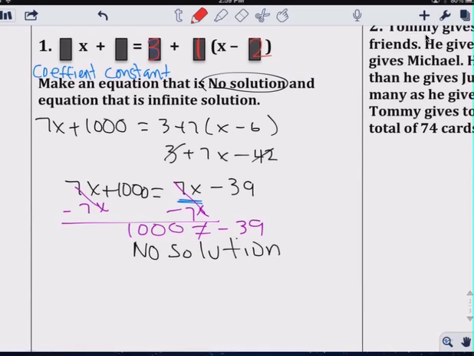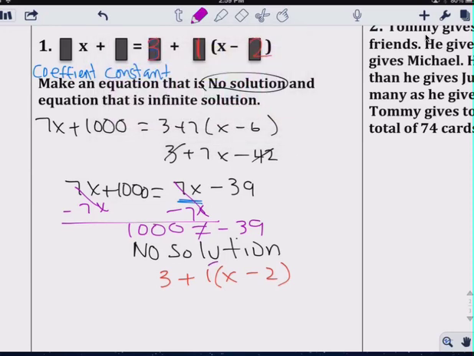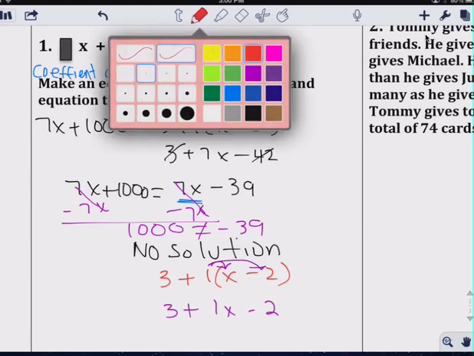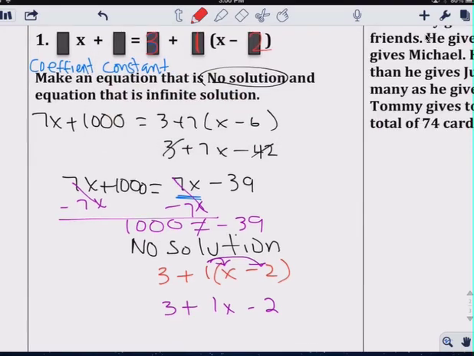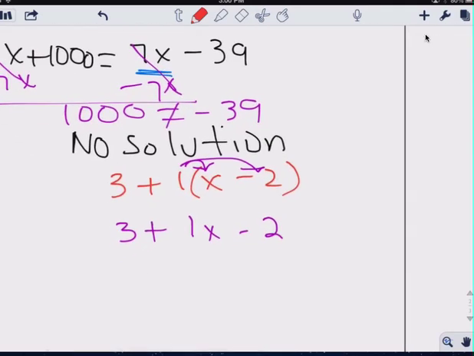Okay, so if that's the case, you get 3 plus 1x minus 2. If we distribute the 1, did it change our variable any? Our coefficient? No. That gives you still 1x minus 2. Which one would we combine here? The 3 and the 2. Is that a negative or positive 2? Negative 2. So a positive 3 and a negative 2 gets you a 1. So 1x plus 1.